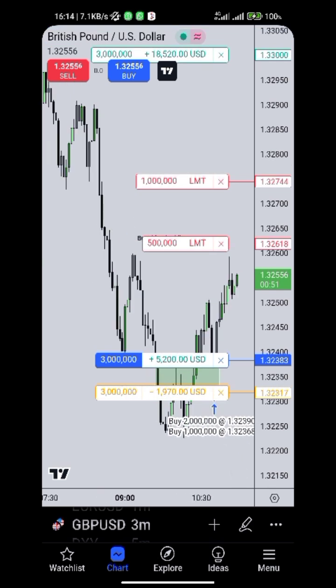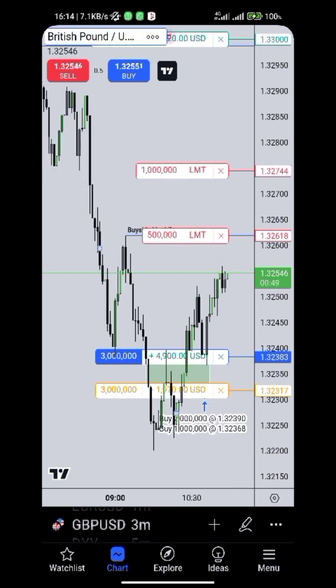That's a buy side liquidity at 1.32618. So I'll be watching that for a draw on liquidity to scale out some partials.